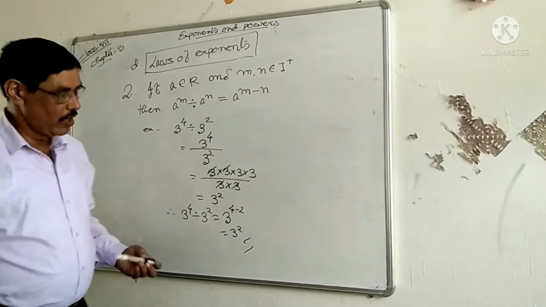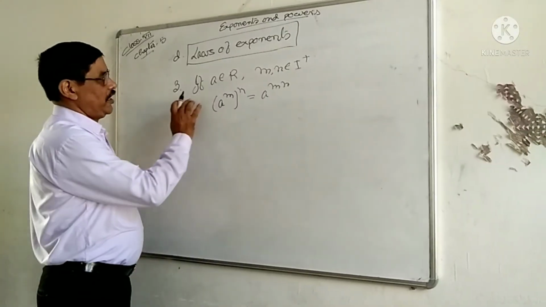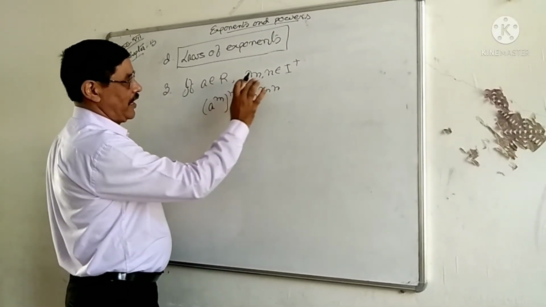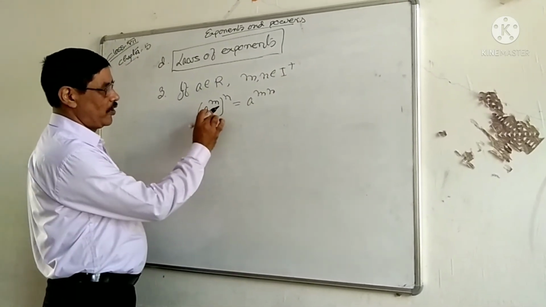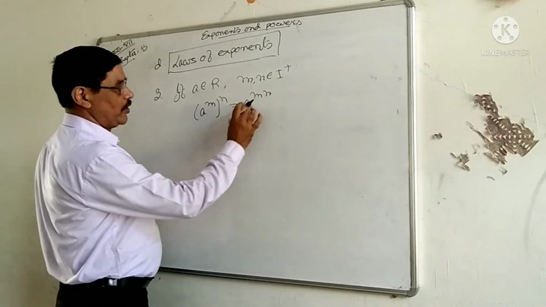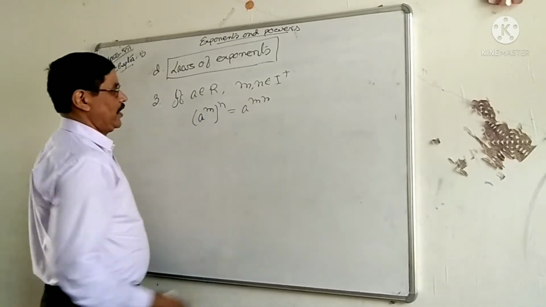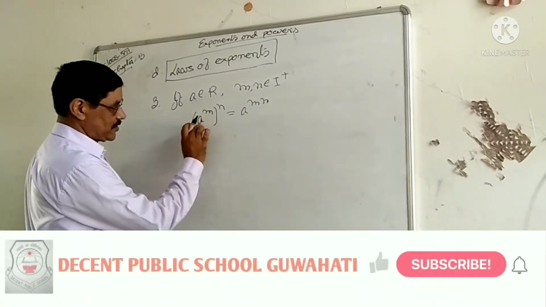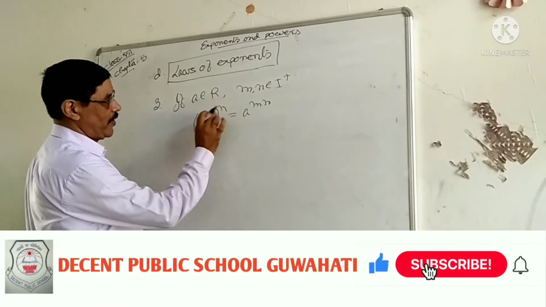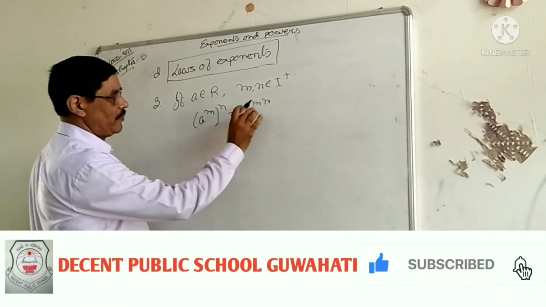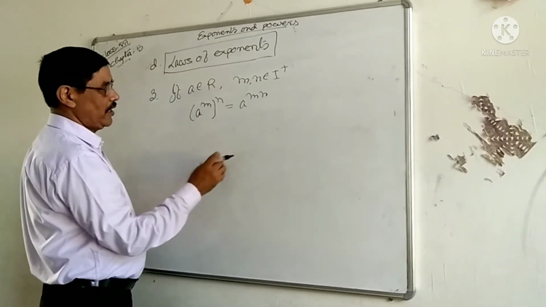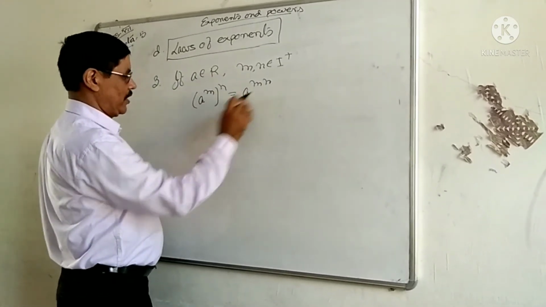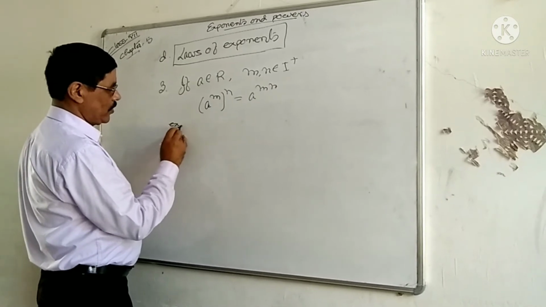After that, the third law of exponent. If a is a real number, and m and n are any two positive integers, then a to the power m whole to the power n equals a to the power mn. That is, when a power is raised to another power, the powers will be multiplied. Let us take one example.